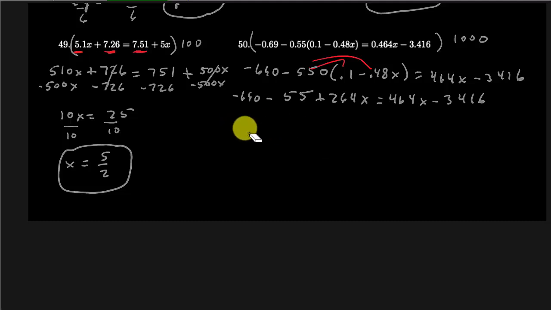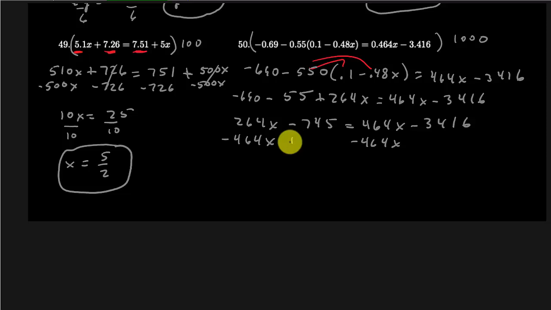Oh, wait a minute. That's not an x on there. What am I doing? That's going to be 264x, and then I've got negative 690 minus 55. That's going to be negative 745 equals 464x minus 3416. So I'm going to subtract 464x to both sides. And then I'm going to add 745 to both sides. And so I've got negative 464 plus 264. That's 200.